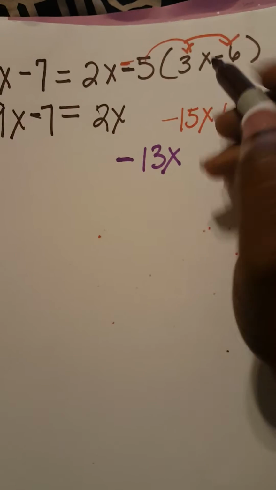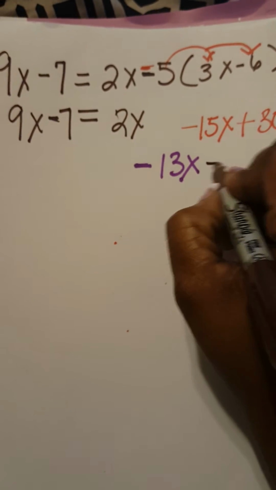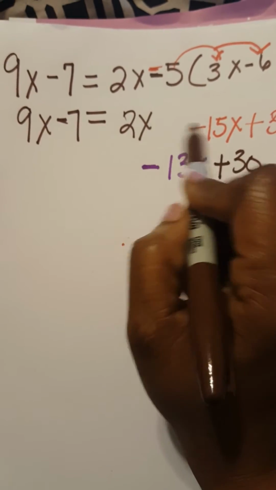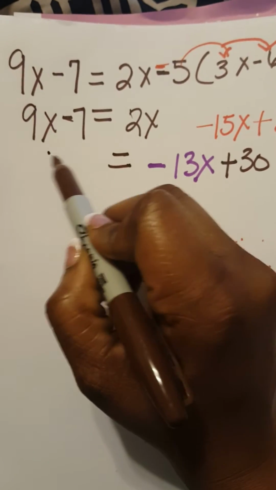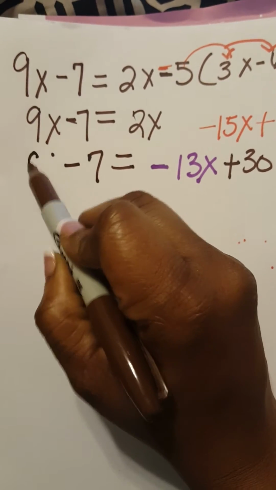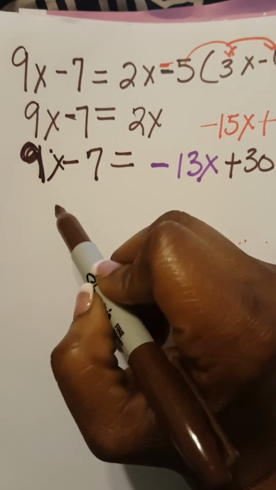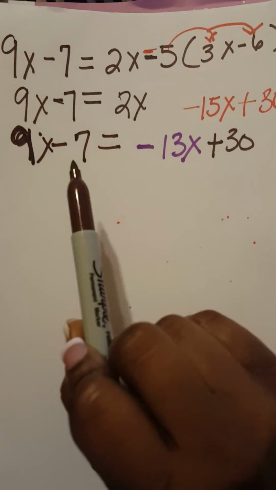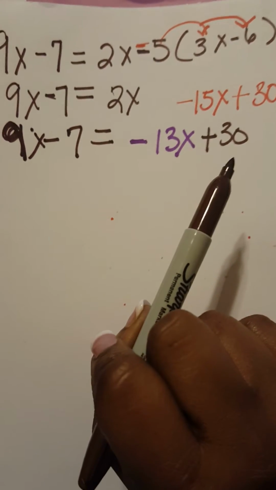And these are the numbers that I didn't touch. So, negative 13x plus 30. And I use my 2x there in that one. So I'll just put the equal sign. And then 7 minus 9x. Okay. So now my problem is 9x minus 7 equals negative 13x plus 30.